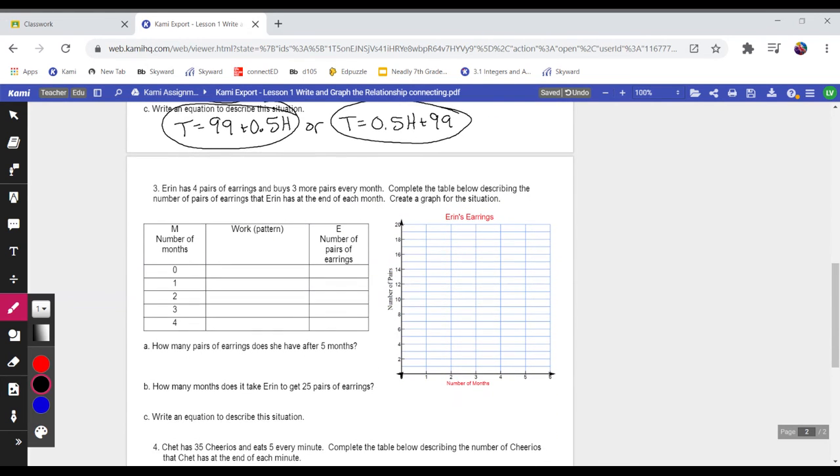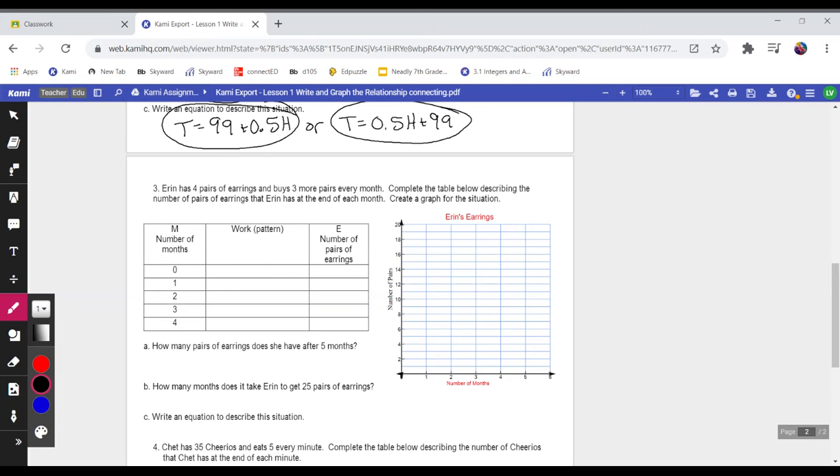Number 3, Erin has 4 pairs of earrings and buys 3 more pairs every month. Complete the table below describing the number of pairs of earrings that Erin has at the end of each month. Create a graph for the situation. So we have M is the number of months and E is the number of pairs of earrings. So the number of pairs of earrings depends on the number of months. The months is the independent variable.